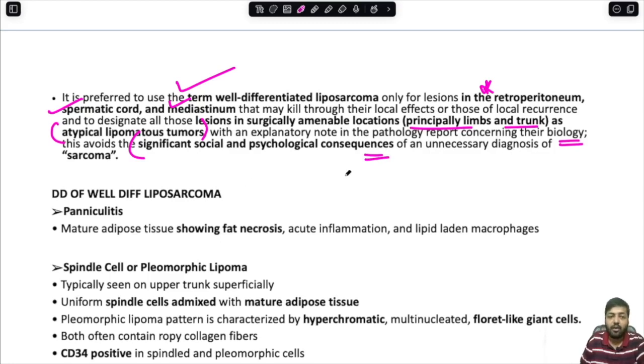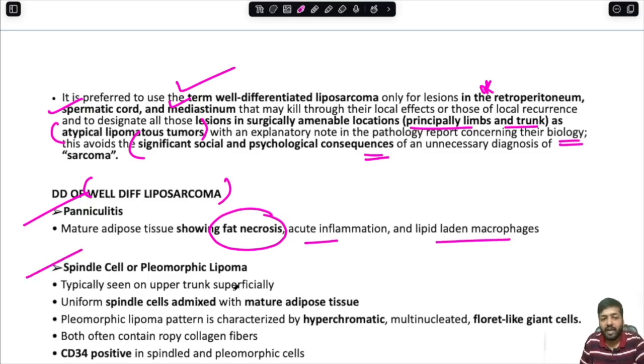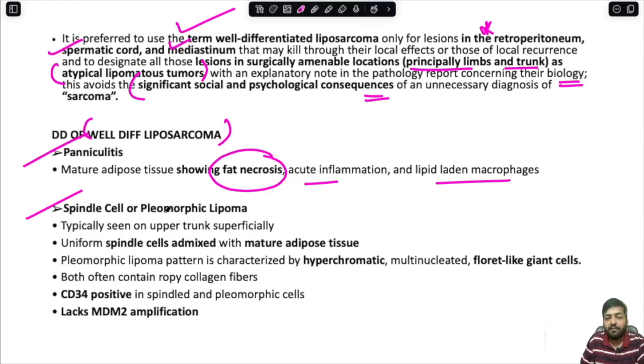So the differential diagnosis of well-differentiated liposarcoma, number 1 is panniculitis. Mature adipose tissue showing fat necrosis, acute inflammation and lipid-laden macrophages might be mistaken for liposarcoma. Spindle cell or pleomorphic lipoma. Now remember, the spindle cell and pleomorphic lipoma are typically seen on the upper trunk superficially. They are comprised of uniform spindle cells admixed with mature adipose tissue. The pleomorphic pattern is characterized by hyperchromatic multinucleated floret-like giant cells.